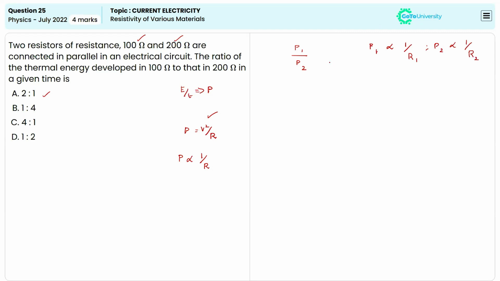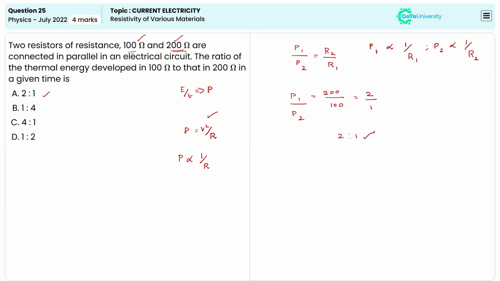So here, when we are writing this in an equation, it will be equal to P1 over P2 is equal to R2 divided by R1, right? Now we have a value of resistance 2 and 1. So resistance 2 is 200 ohm, resistance 1 is 100 ohm. So 200 divided by 100, which will be equal to 2 over 1. So the ratio of thermal energy developed in a resistor with respect to time will be 2 is to 1.